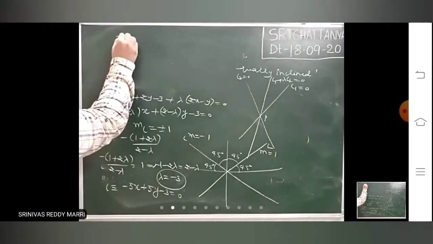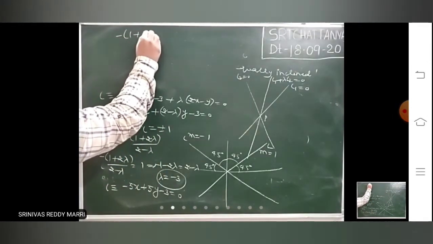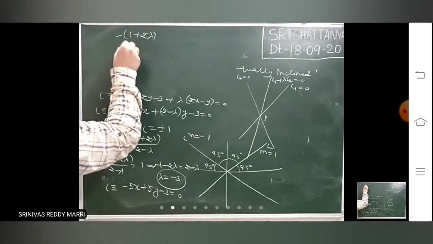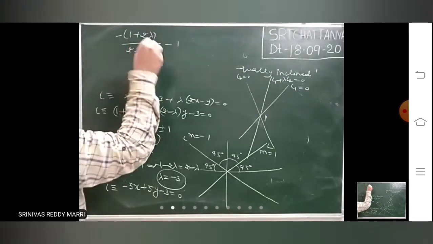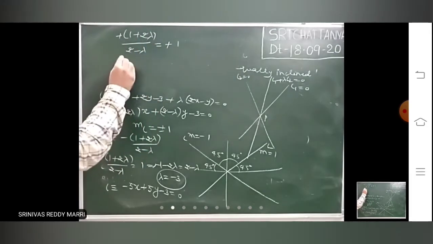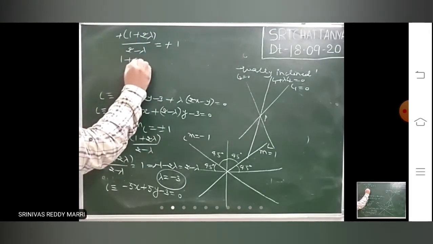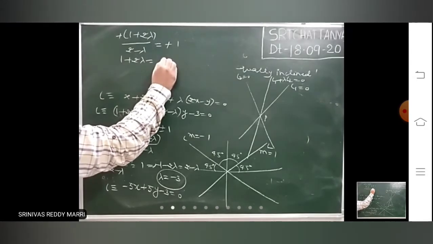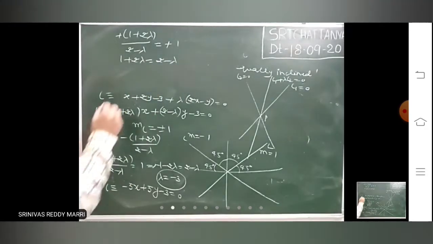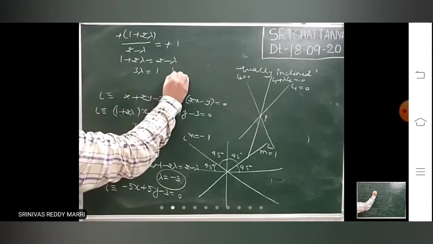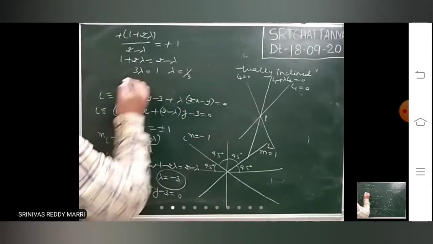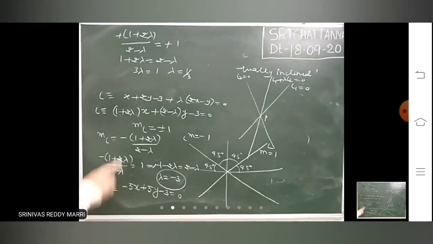So slope is minus 1. Minus (1 plus 2 lambda) divided by (2 minus lambda) equal to minus 1. This and this will get cancelled. 1 plus 2 lambda equals 2 minus lambda. Therefore, you will get 3 lambda equal to 1. Lambda equal to 1 by 3.